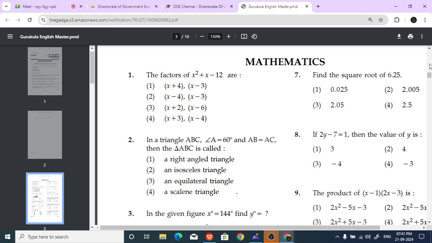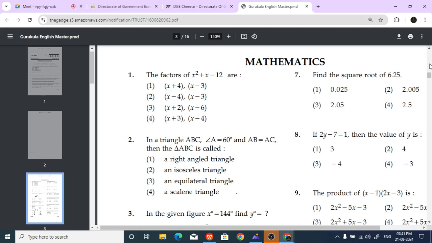Since all three angles in a triangle put together is 180, already angle A is 60, so balance is 120. So angle B plus angle C is equal to 120, but angle B and angle C are equal. So B equal to 60 degree, C equal to 60 degree. So A equal to 60, B equal to 60, C equal to 60. So it is an equilateral triangle.